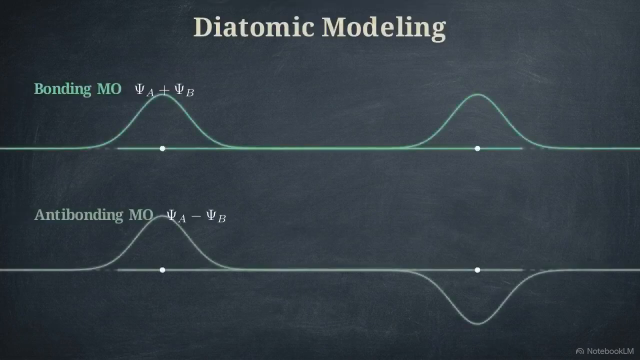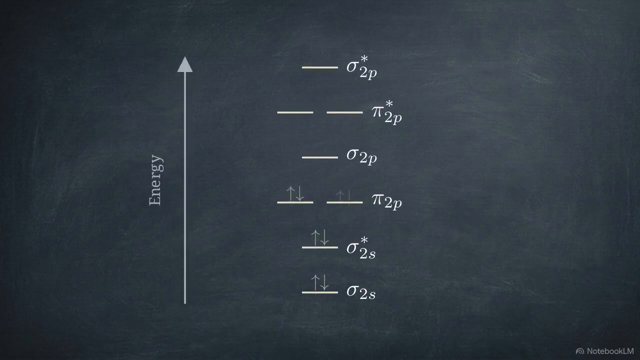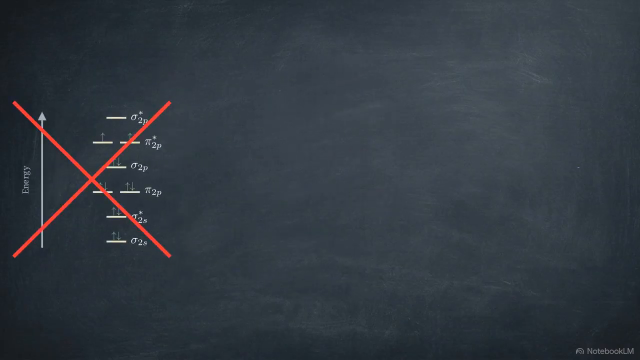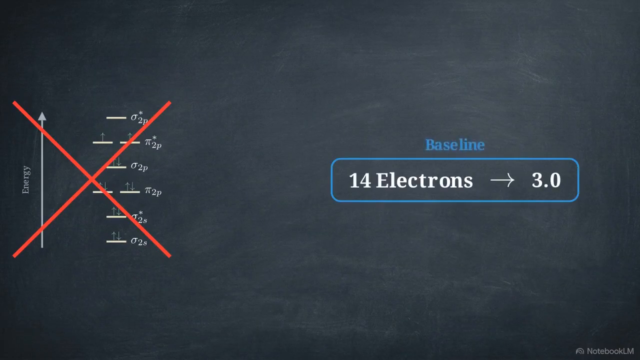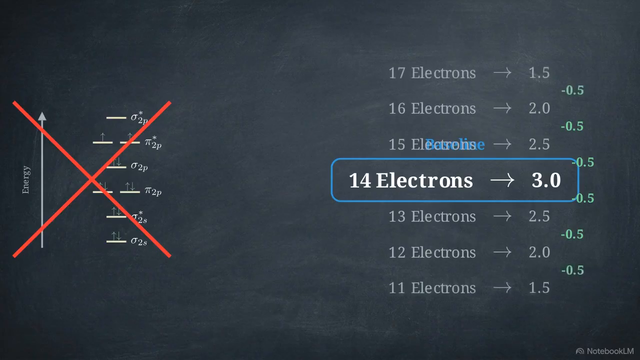We can use a similar numerical shortcut for molecular orbital theory. Calculating the bond order for diatomic molecules like O2 or its ions usually requires a full energy diagram, but there is a faster method. Every system with 14 total electrons has a bond order of 3.0. For every electron you add or remove from that 14-electron baseline, the bond order drops by exactly 0.5.